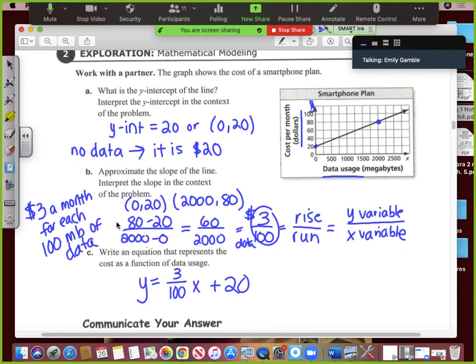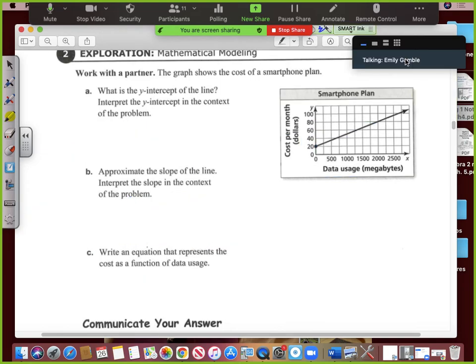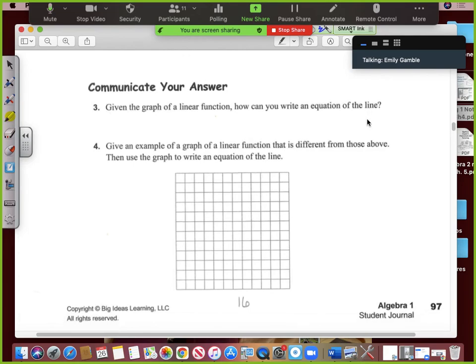And then the last part here is asking us to communicate your answer with two separate open-ended questions. It says, given the graph of a linear function, how can you write the equation of the line? I want you to write the answer here, so in a sentence. If you have a graph, how do you write the equation? What do you need? And then number 4 is asking you all to create your own equation, your own line, and then find that equation of the line given that. So if you could please take some time and try 3 and 4, and then we'll go over these before we leave today.